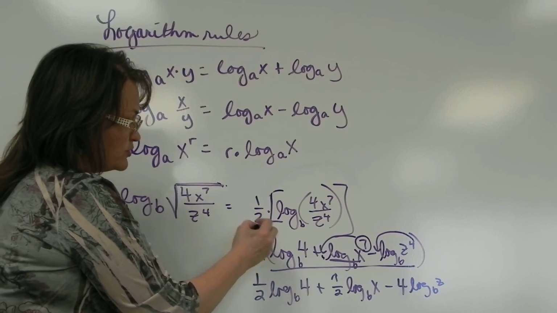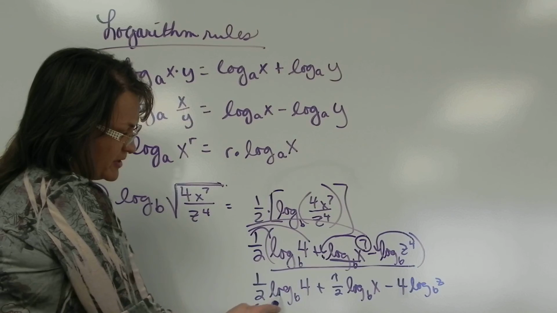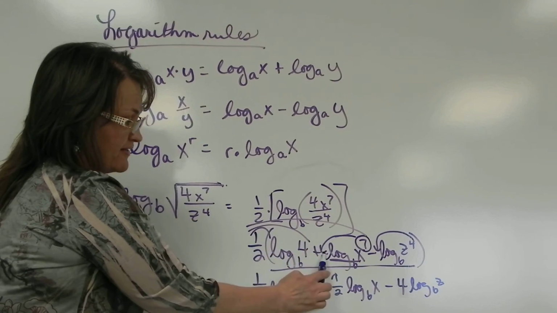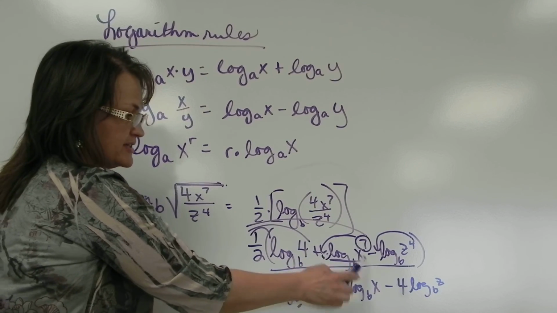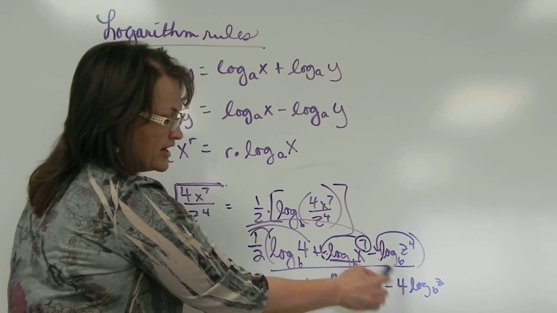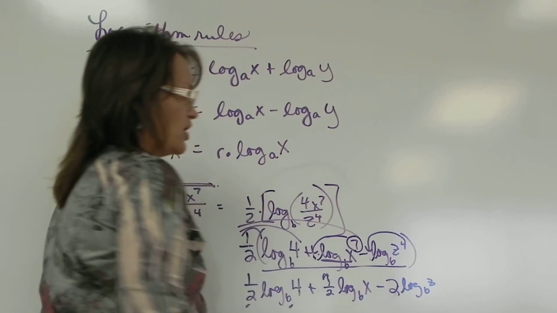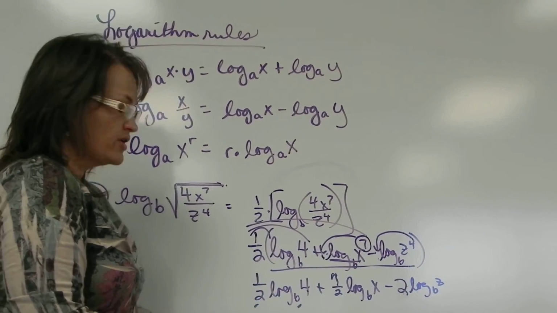Then I distribute the 1/2 into my terms. So I get 1/2 of this log base b of 4, 1/2, and there's a 7 there, so 1/2 times 7 is 7/2 log base b of x, and then 1/2 times the 4 that I brought down makes, oops, that makes 2. 2 log base b of the z. And then you can find that answer on your answer key.